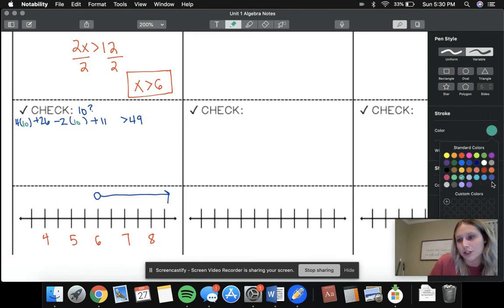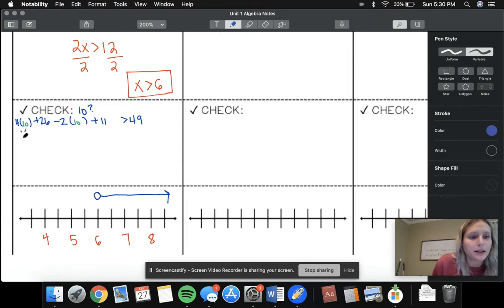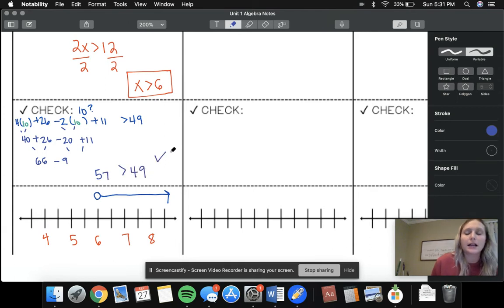Okay, so we'll use order of operations, and we will first multiply 4 and 10, which is 40, negative 2 and 10, which make negative 20. Then I'm going to add and get 66. I'm going to add and get negative 9. And 66 minus 9, which would be 57. And 57 is greater than 49. So that solution works. So there's an infinite number of numbers that we could plug in, and it would work. So we're not going to check it every single time, but it is how you could do it.